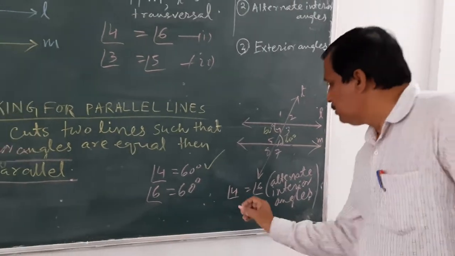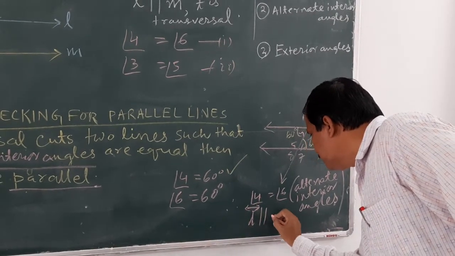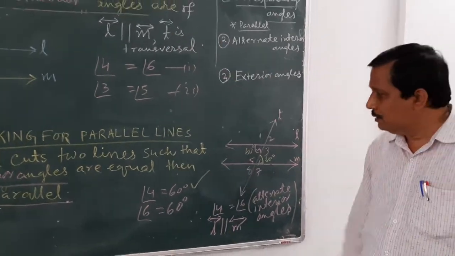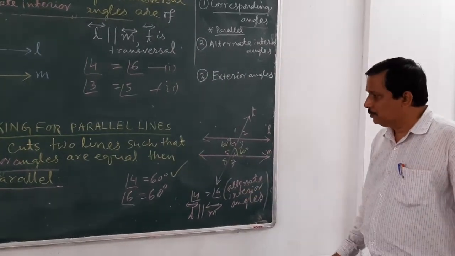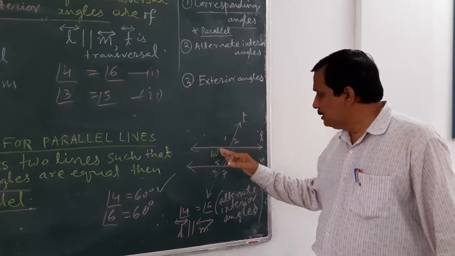So automatically you can write line L is parallel to line N. This is the converse of that theorem. This is the converse of this theorem. So automatically the problem may come. Suppose one angle is given.